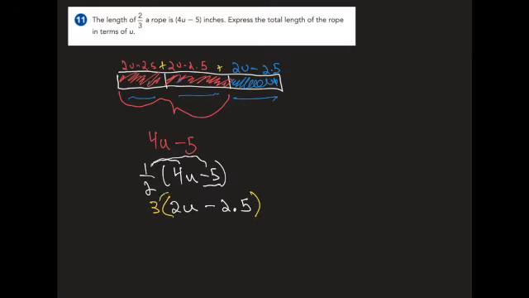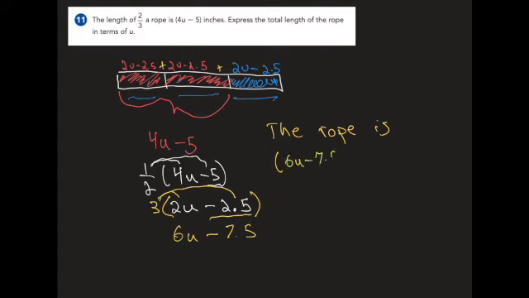So we distribute in 3. 3 times 2u is 6u. 3 times a negative 2.5 is negative 7.5. So the final answer for this one would be the rope is 6u minus 7.5 inches long.